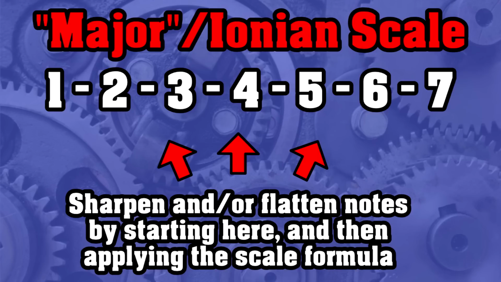The quote-unquote major scale, also known as the Ionian scale, is the default scale for which to apply scale formulas. In other words, when it comes to applying these scale formulas, you start with the major scale, which has the formula 1, 2, 3, 4, 5, 6, 7, and then you sharpen or flatten any notes that the scale formula dictates. That is the math behind the music theory.